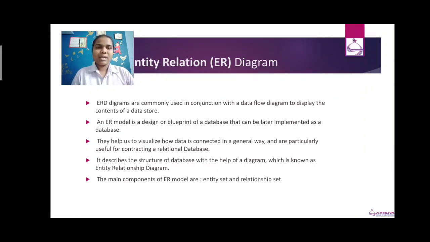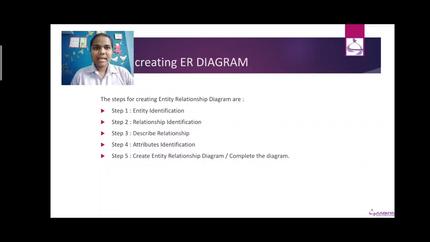They help us to visualize how data is connected in a general way and are particularly useful for constructing a relational database. It describes the structure of a database with the help of a diagram, which is known as an entity relationship diagram. The main components of the entity relationship model are entity set and relationship set. Coming to the steps for creating an ER diagram, these include entity identification, relationship identification, describing the relationship, attribute identification, and creating the entity relationship diagram, that is, completing the diagram.